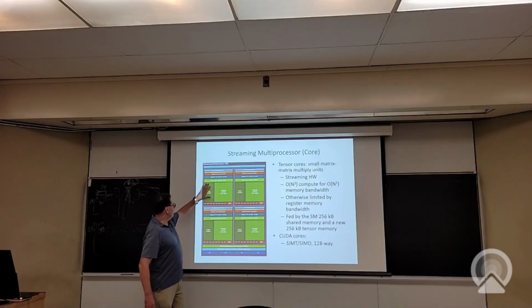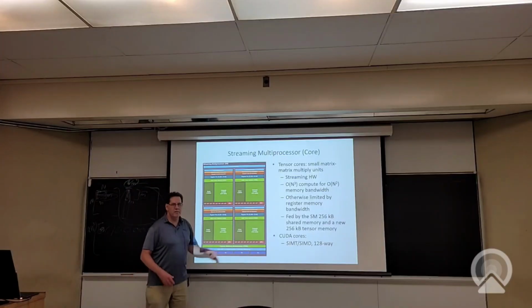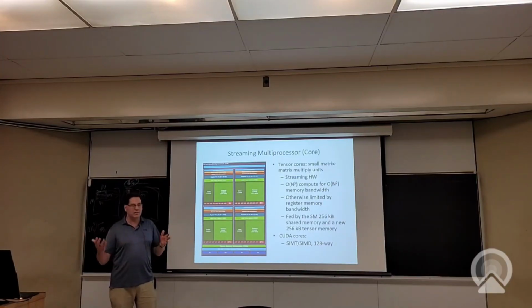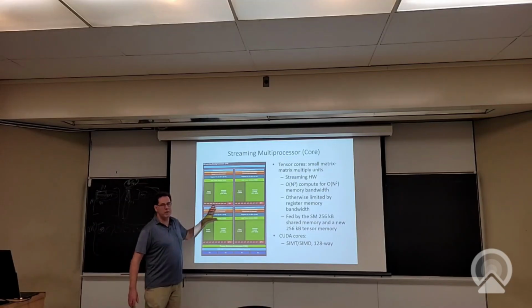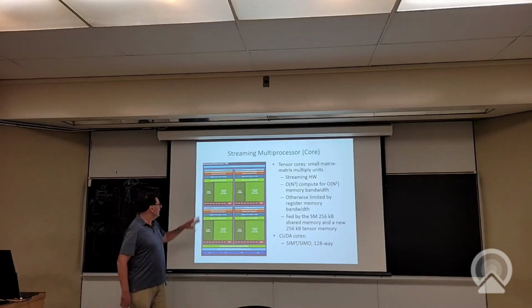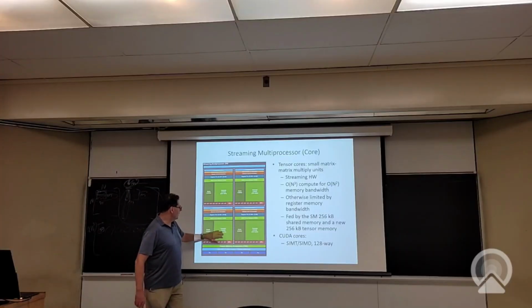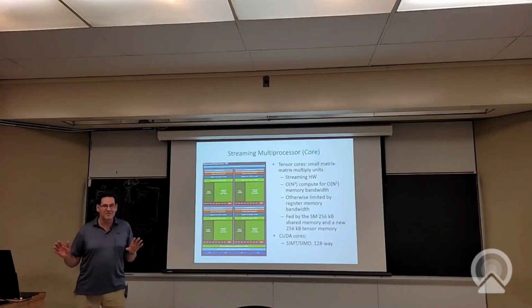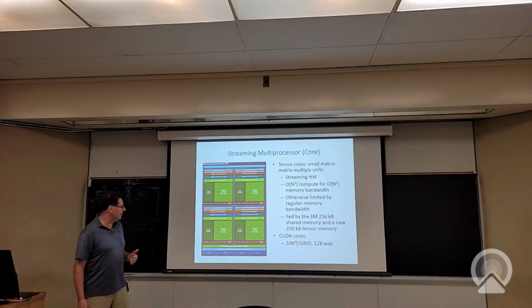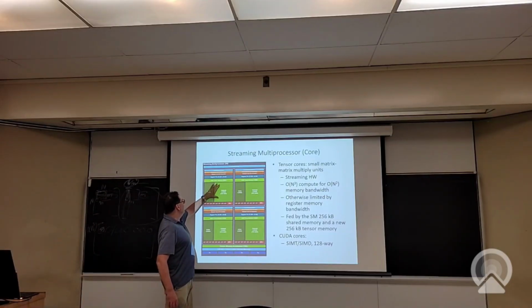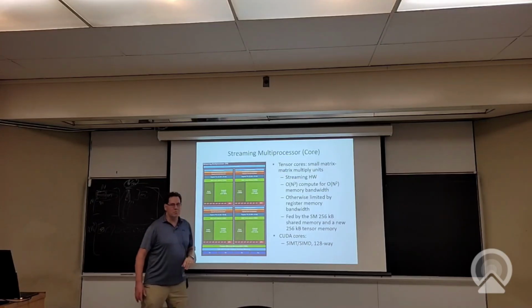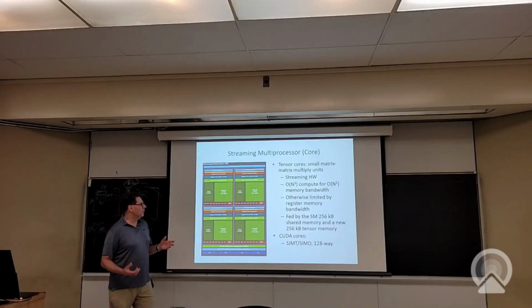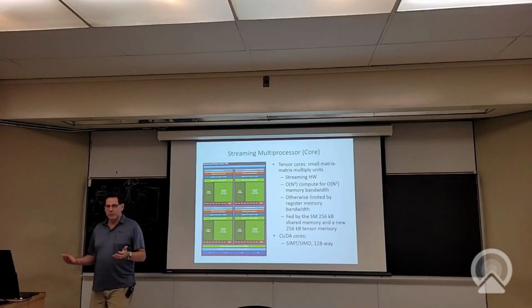So we have 4 sub-pieces. Each of them does 32-way SIMT, like SIMD. So it basically has 128-way SIMD with a bit of extra flexibility. That's the CUDA cores. Notice in this diagram, they made the tensor cores bigger. I don't know if that actually reflects silicon, but it reflects what their focus is for machine learning. So they've got 4 of these tensor cores inside of their streaming multiprocessor as well. And the tensor cores are small matrix multiply units.